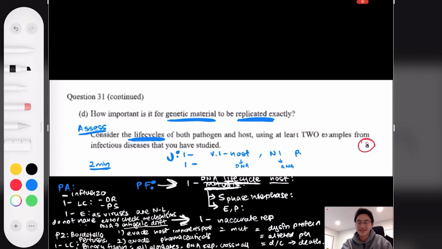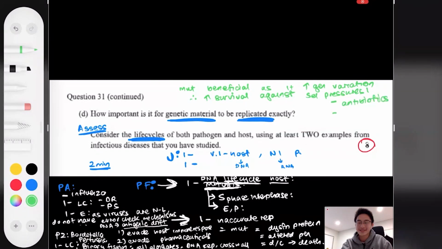Very good. So key thing you need to mention here in your exam answer, maybe I'll write it for you, a little sample one, is mutation is beneficial as it increases genetic variation, and you link it to evolution, right? Therefore, increasing survival against selective pressures. And what are the selective pressures of a bacteria, everyone? It's not really food source and predators. What is it actually? Antibiotics. Yeah. Antibiotics. Very good. There you go.